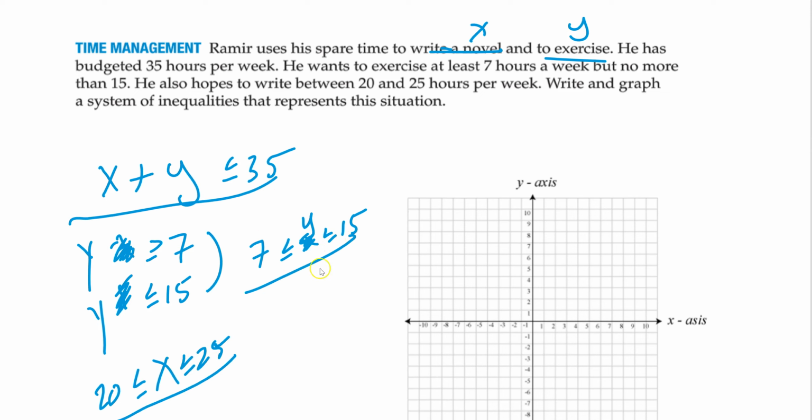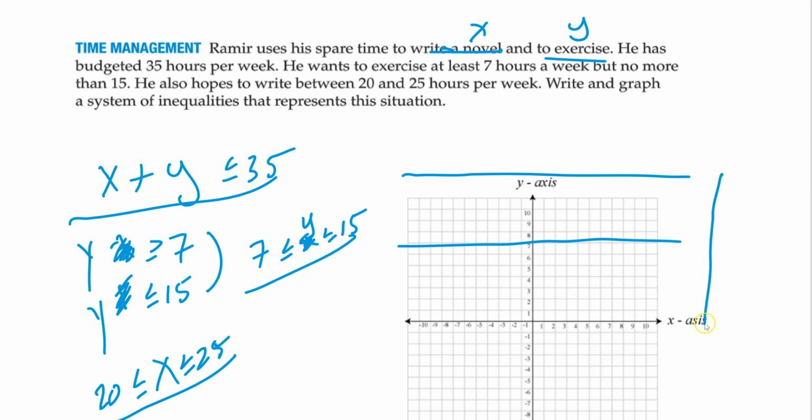I'm going to start off with these bottom two first. Those are the easier ones. So you want y to be between 7 and 15. Y equals 7 right here. Y equals 15, my graph doesn't go that far, let's say up here. I'm going to be between these two, so shade them inside. x is between 20 and 25. My graph doesn't go that far, so 20 and 25 are, let's say, over here. So right now I'm in this little region right there.